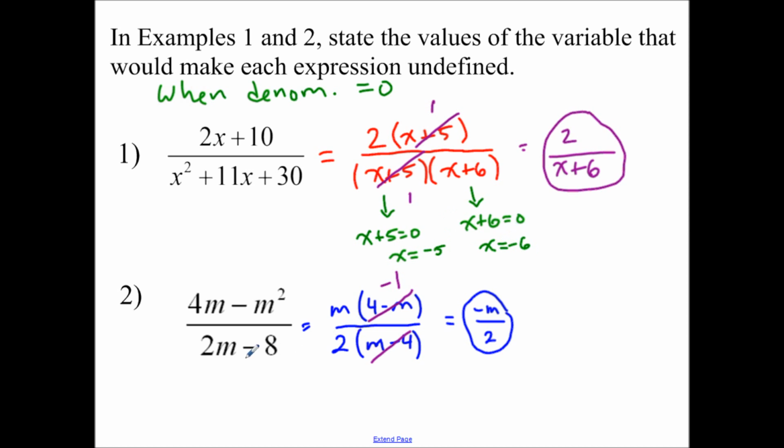And down here we're just interested in this denominator. We factor it. 2 can never equal 0, so I'm not concerned with that. This one, however, m minus 4 equals 0. Well, that would be positive 4. You might be asking, well, could I just do that in my head? Can I just look at this and say negative 5? Yes, you certainly can. I hope you will.